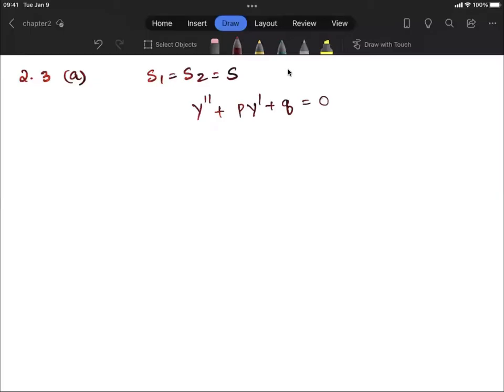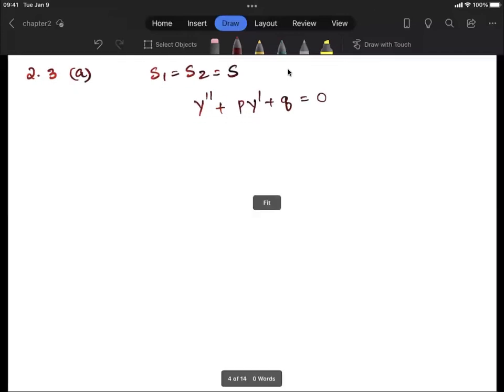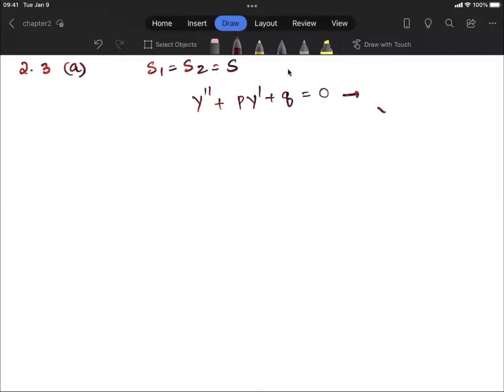In problem 2.3, part A, we are told that for the case of equal roots of the auxiliary equation, so let's first write down the auxiliary equation, which is what we get when we solve this differential equation, assuming a solution of this form. Now this will give us s squared plus ps plus q equals 0.